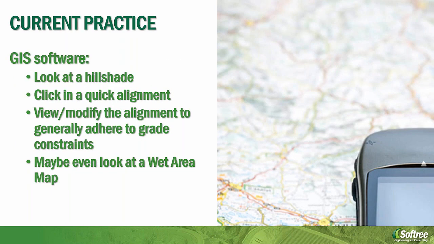So I think for the most part, a lot of forest industry persons on the flatter areas of North America anyway, tend to rely on their GIS software for a lot of their road planning. So they might look at a hillshade, click in a quick alignment, look at the profile if it's hilly, and move things around. You might even look at a wet area map.